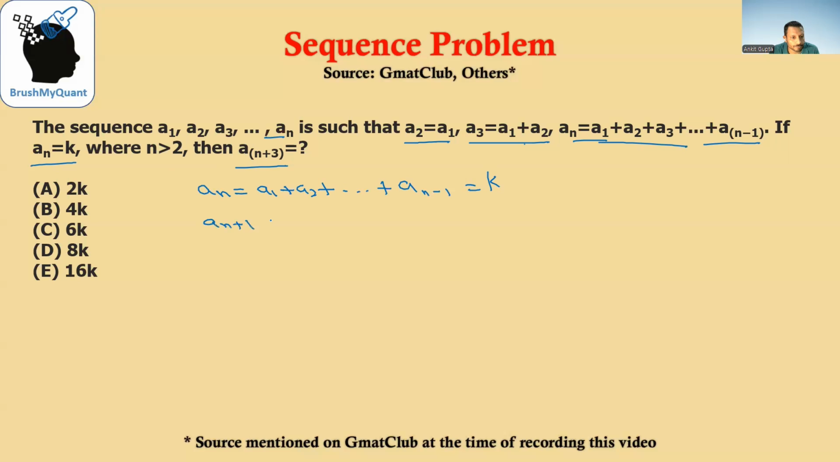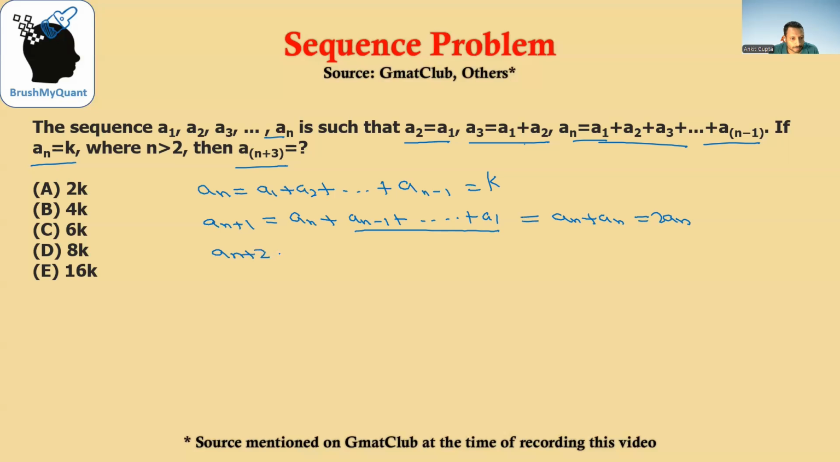Similarly, if you have to write A(n+1), we can write it as An plus A(n-1) all the way till A1. Now, if you look at the sum of all these terms, A(n-1) down to A1, this is actually equal to An itself. So A(n+1) can be written as An plus An, or equal to 2An.